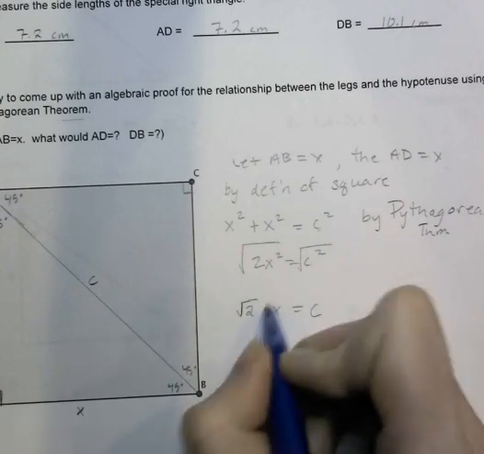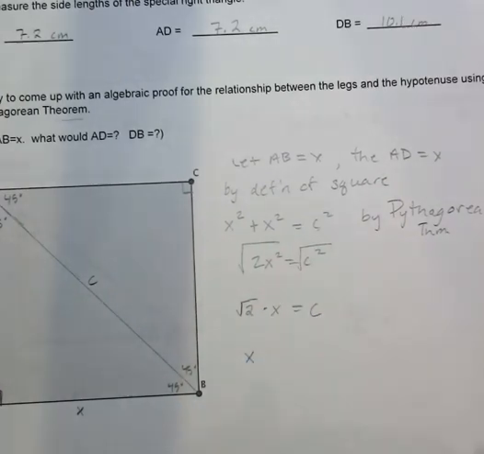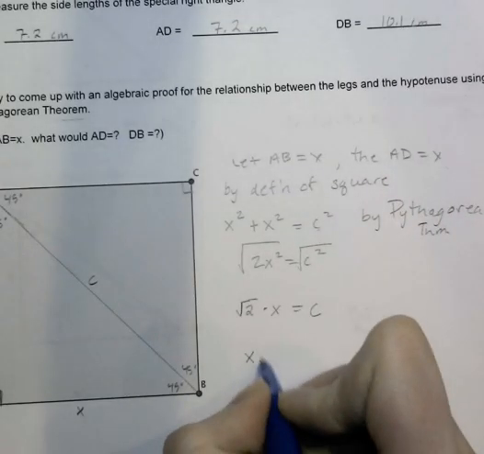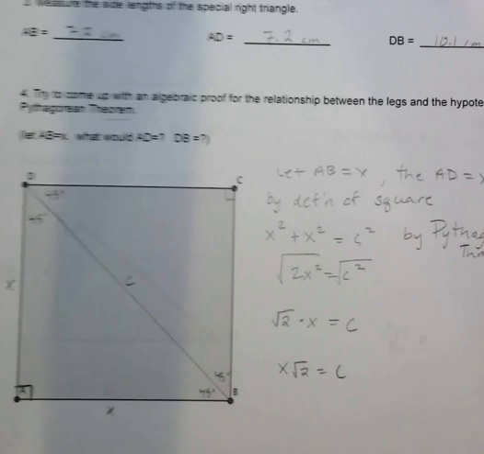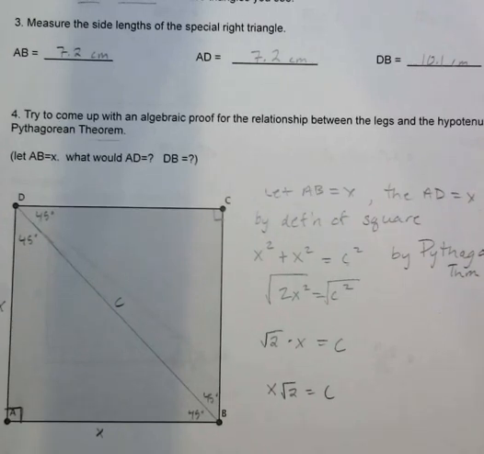So here is essentially my relationship: if I have a side, x, and I multiply it by the square root of 2, that will give me the hypotenuse, c. Well, let's see if that worked out with my measurements up above.